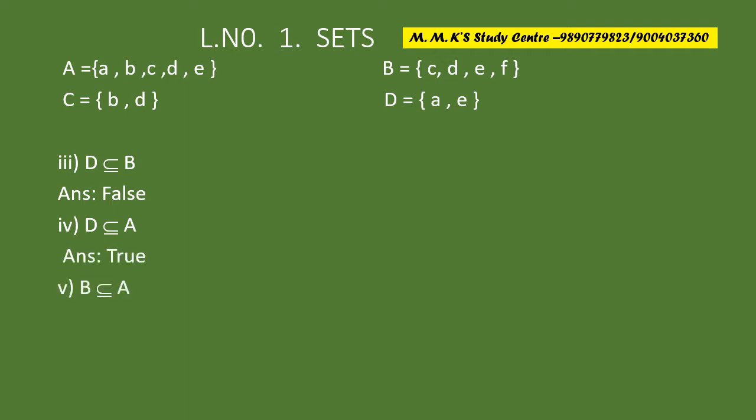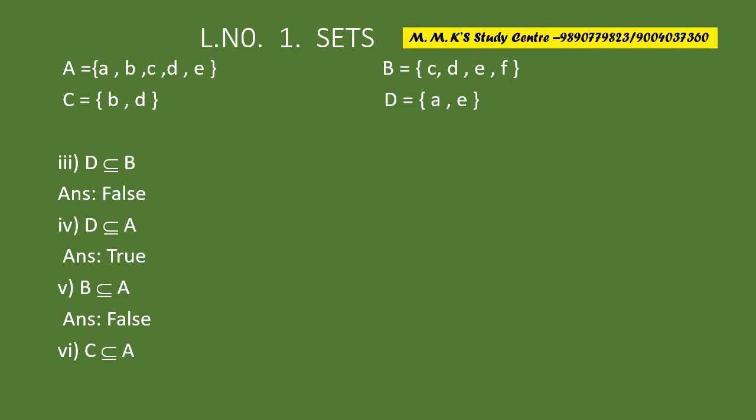Yes children. Now next one, fifth one, B is a subset of A. It means all the elements of B should be present in A. So check: B is having C, A is also having C. B is having D, A is also having D. B is having E, A also has E. But B is having F and A does not have F. Okay, so here B is a subset of A is false. Clear? Yes.